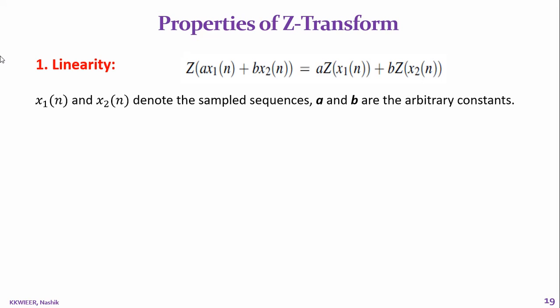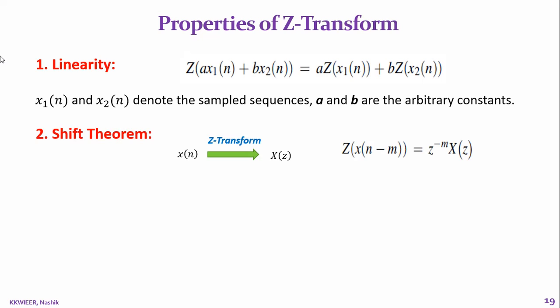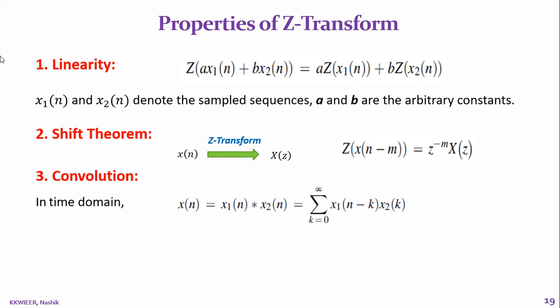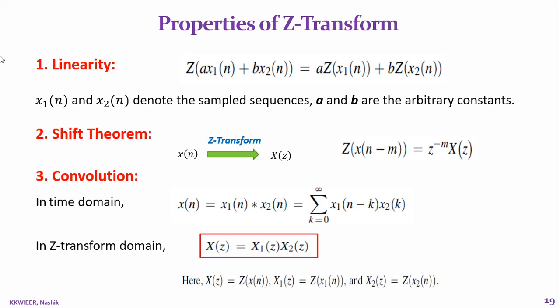Then what are the properties of Z transform? Similarly to DFT, Z transform also contains the property of linearity, the shifting theorem, and convolution. If you observe, the properties are the same, where x1 and x2 here are the sampled sequences and a and b are arbitrary constants. The linearity property is that the Z transform of a x1 of n plus b x2 of n will be equal to a times Z transform of x1 of n plus b times Z transform of x2 of n.